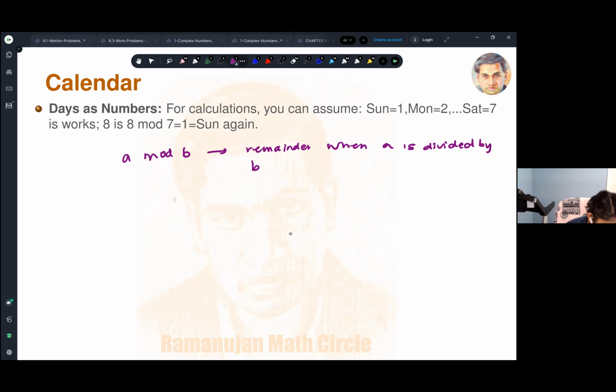So we're going to let Sunday equal 1, Monday equal 2, Tuesday equal 3, and so forth till Saturday is equal to 7. Or it could be equal to 0. Then 1, 2, and it keeps going in a cycle like that.